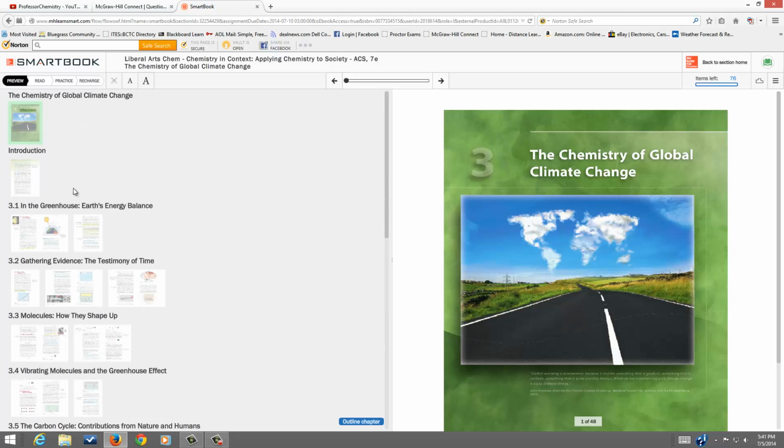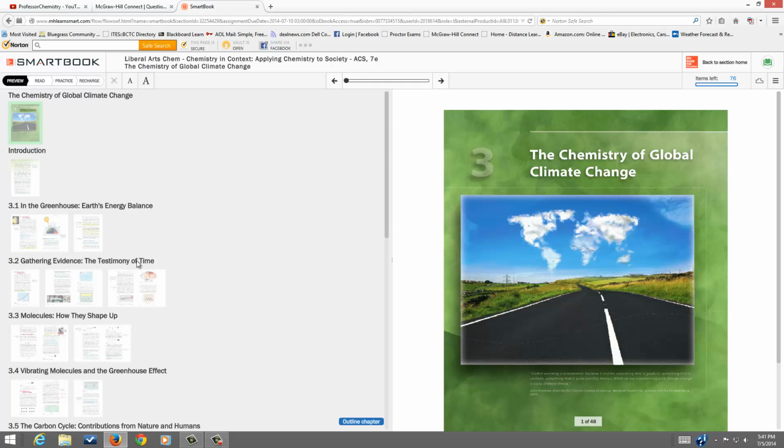of each section. So a lot of times when I read something for a textbook, it says, so if we look at this section 3.1, In the Greenhouse, Earth's Energy Balance. So my question is, after I read section 3.1, I generally change these titles or subtitles into questions. So what is Earth's energy balance? That's what I should get out of this. At the end of section 3.1, I should be able to tell you what Earth's energy balance is.